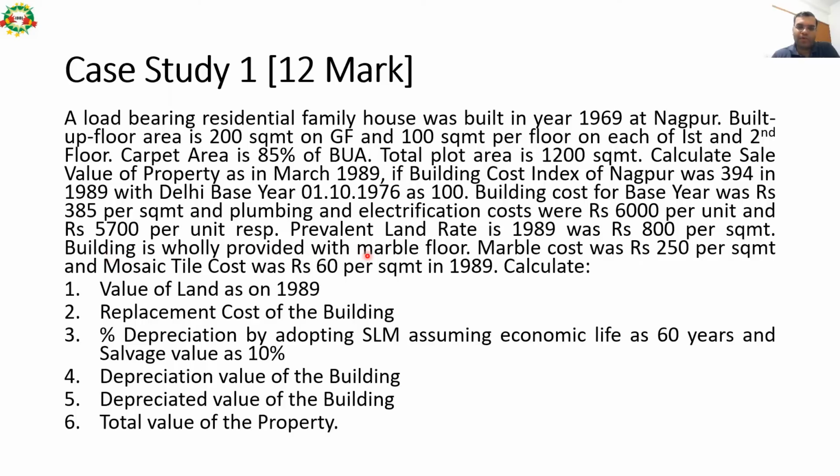Building is wholly provided with marble floor. Marble cost was rupees 250 per square meter and mosaic tile cost was rupees 60 per square meter in 1989. And we have to calculate value of land as on 1989, replacement cost of the building, percentage depreciation by adopting SLM, straight line method, assuming economic life 60 years and salvage of 10%, depreciation value of the building and depreciated value of the building. So depreciation we have to calculate and depreciated value of the building we have to calculate, and total value of the property we have to calculate.